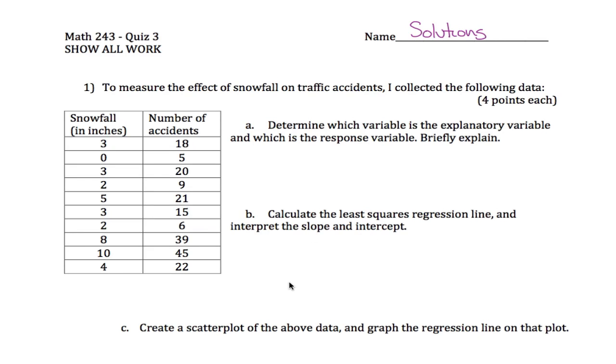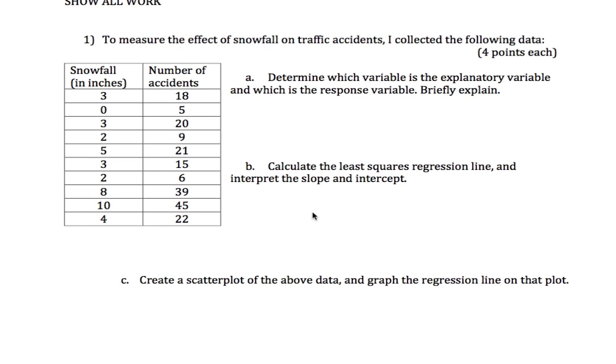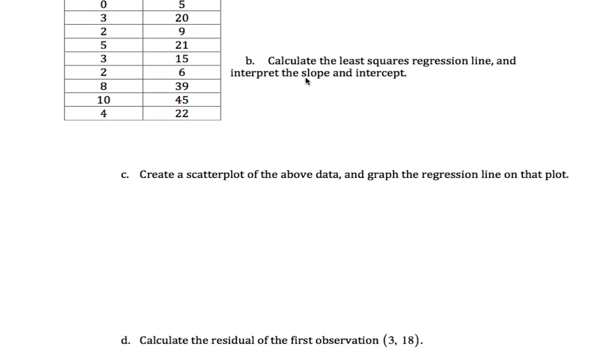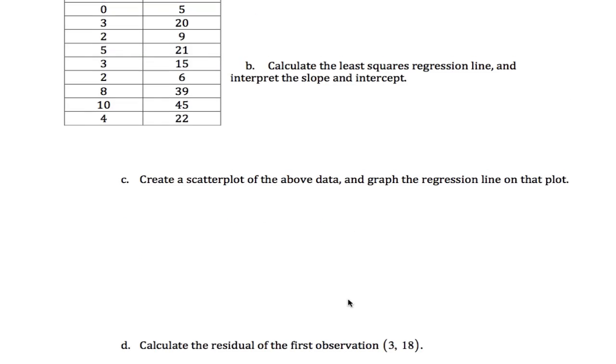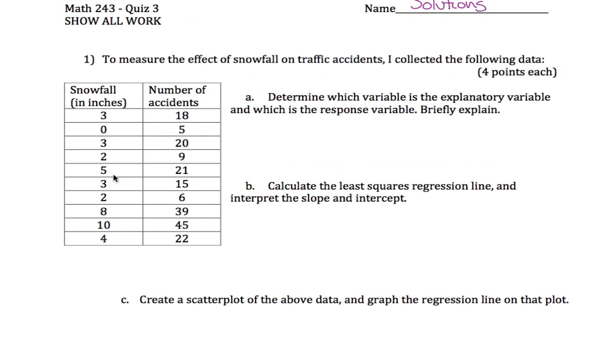Right, here are solutions to quiz 3 for Math 243. Asked 5 questions about this data right here. First question is determine which variable is the explanatory variable and which is the response variable. Explanatory variable is kind of the cause, response is the effect. So what I will do here is be kind of lazy and I will say explanatory variable is snowfall.